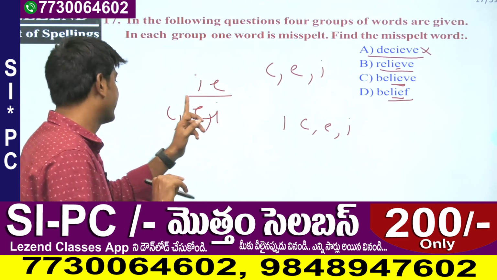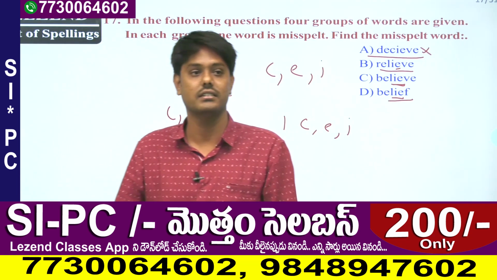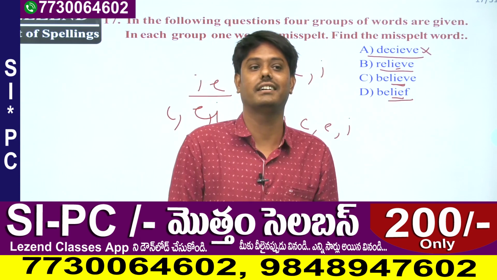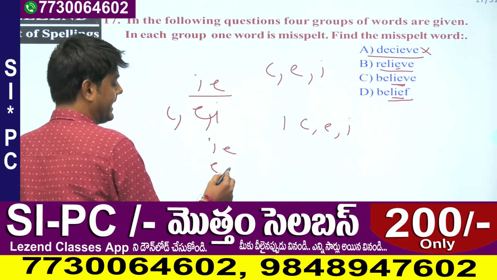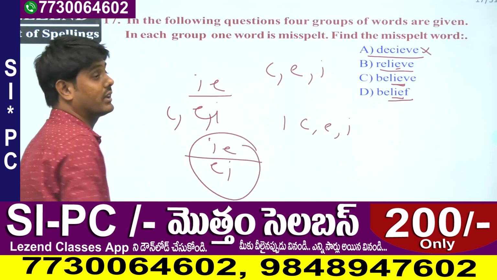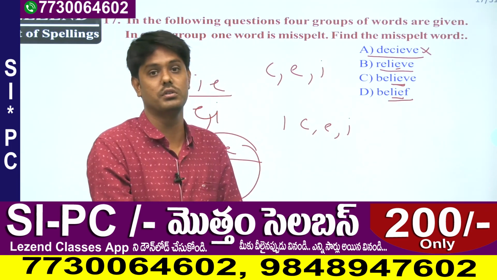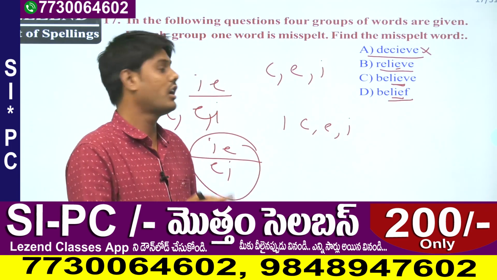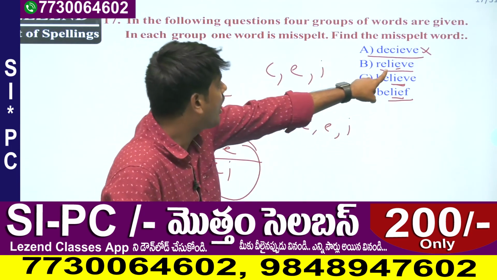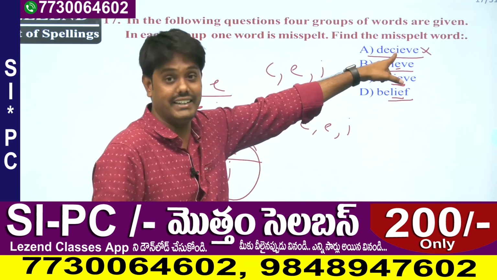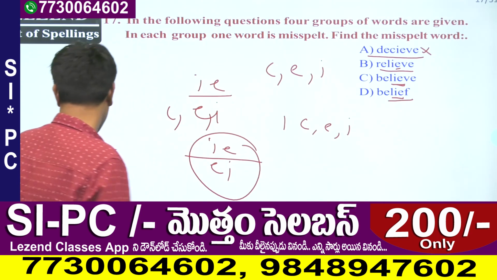So I already told you regarding this EI and IE, this is an important spelling. Many questions will come from IE and EI. This is a very, very important spelling rule, IE and EI, and there are exceptions in it too. Those exceptions I already told you. Okay, so a very very important one. See, all options are IE, but this one is EI, but here he gave I. So that is the wrongly spelled word.